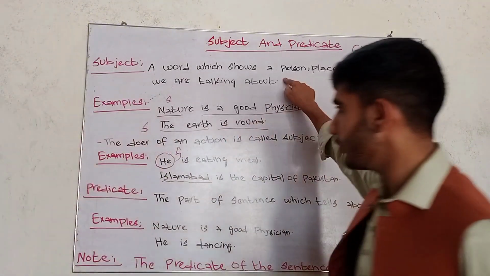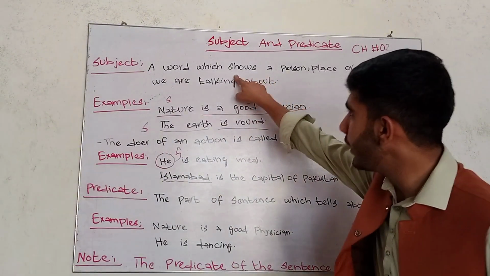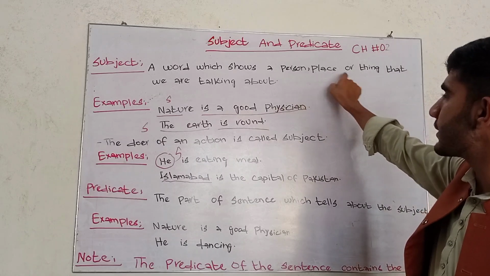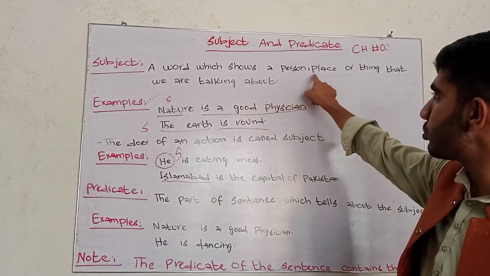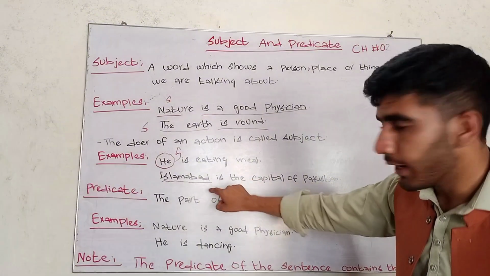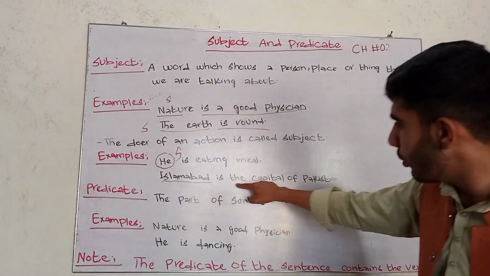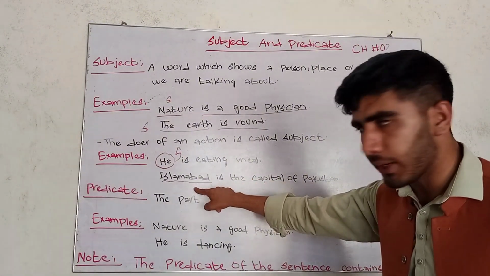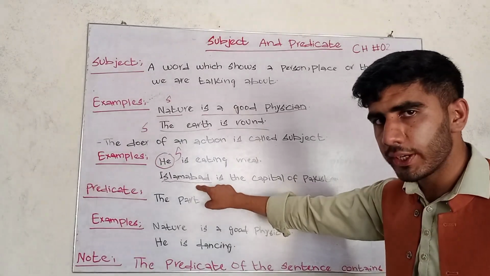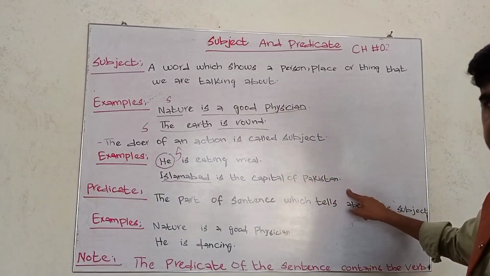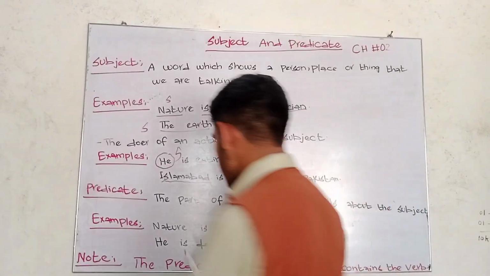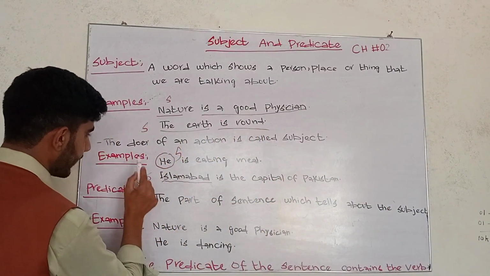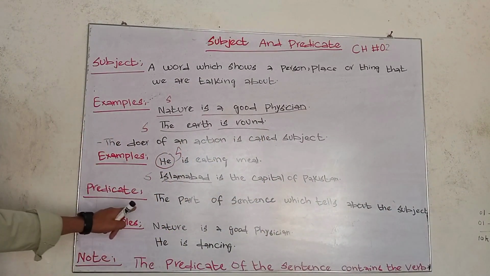how can we identify the subject in this sentence? Through this definition: a word which shows a place, person, or thing. Islamabad is a word, and it shows us a place. And we are talking about Islamabad in the remaining sentence. So it is the subject of the sentence.